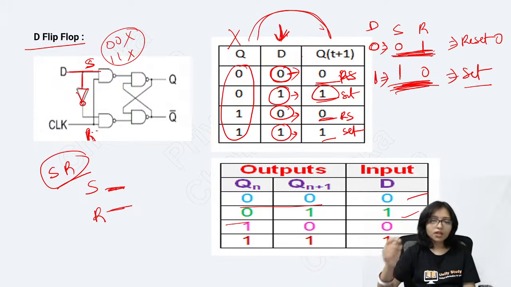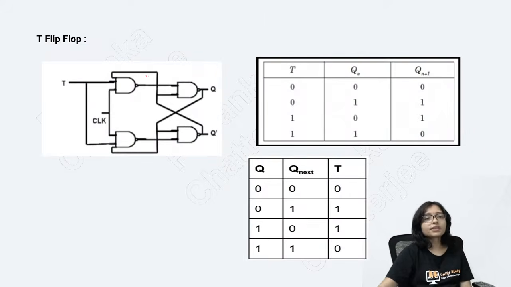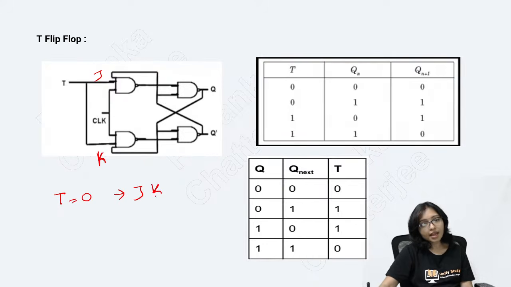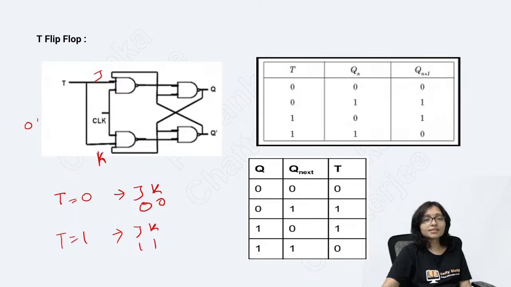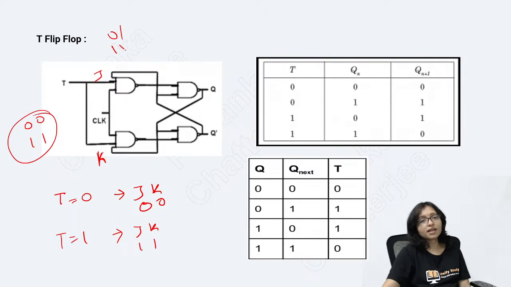Yes. T flip-flop is the simplified version of JK. It is actually JK. T is 0 means J and K both are 0. T is 1 means J and K both are 1. So here ultimately 0, 0 and 1, 1 are possible. 0, 1 and 1, 0 will not be possible. That is happening here, right?